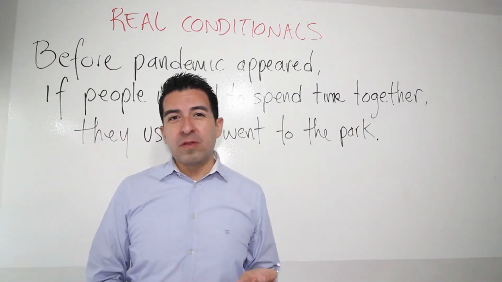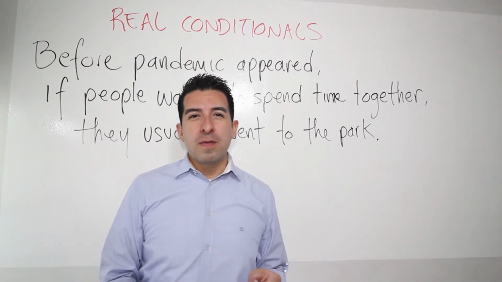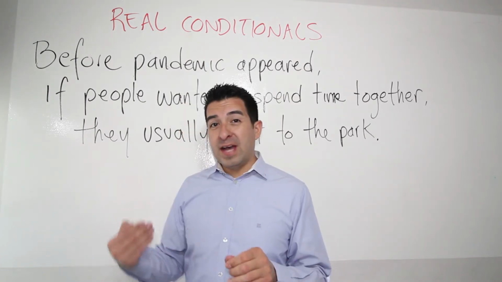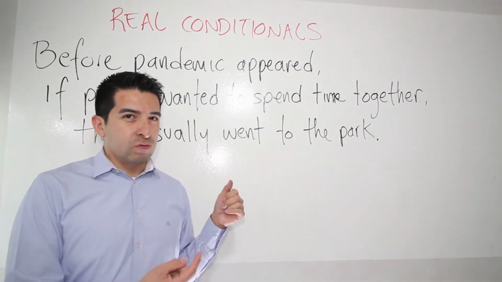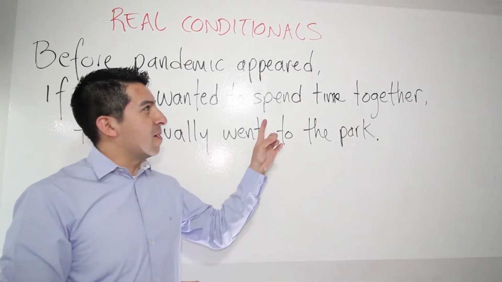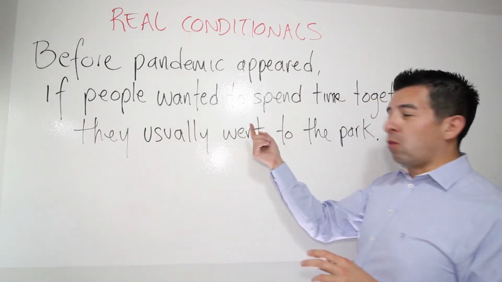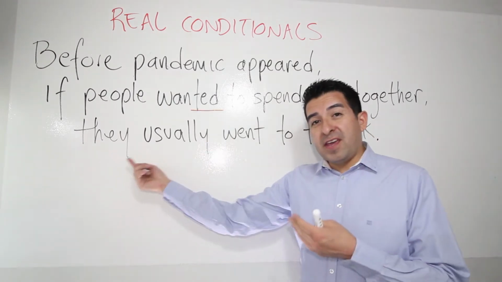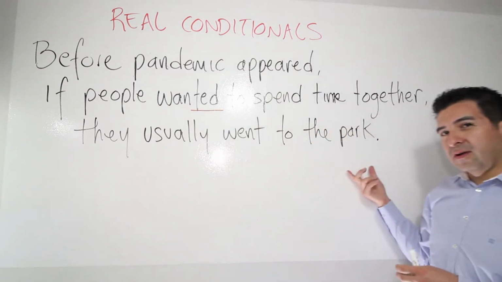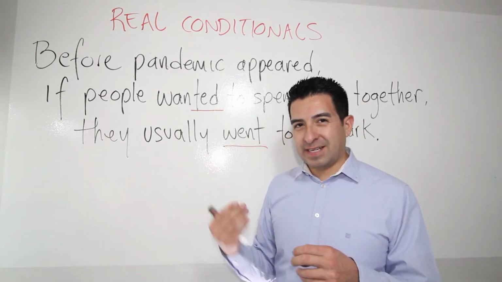In this example, we're using the same real conditional, but in past, a past activity. In this case, we wrote an introduction. Before pandemic appeared, that's the introduction. If people wanted to spend time together, past, they usually went to the park, past. So we're describing a past activity.